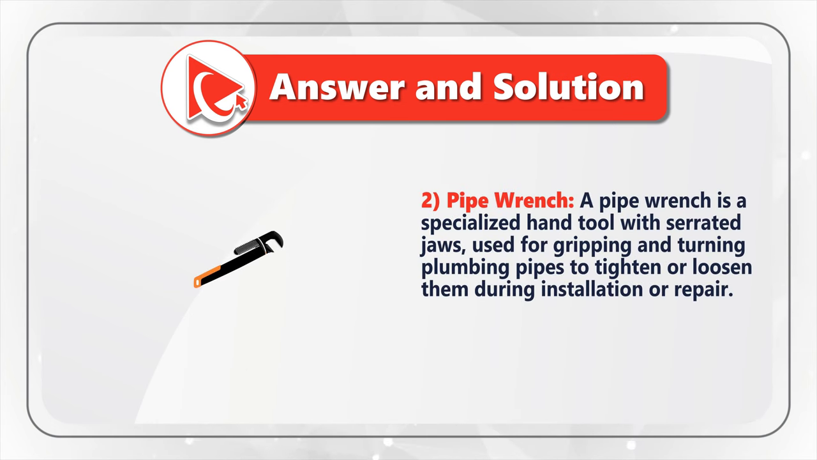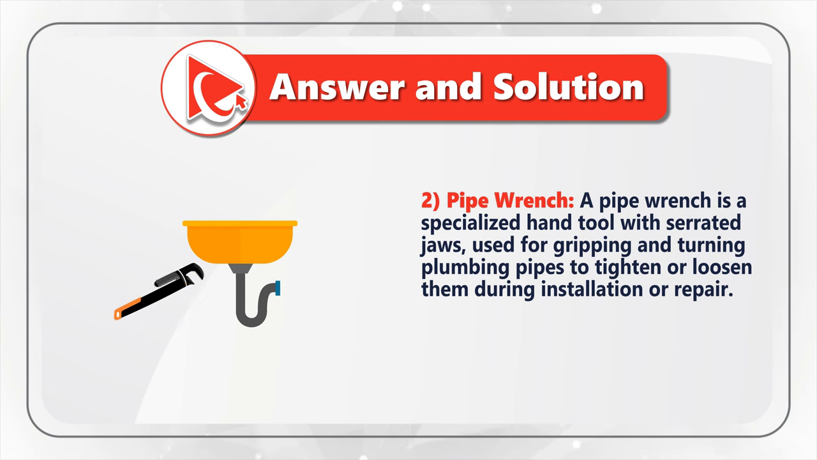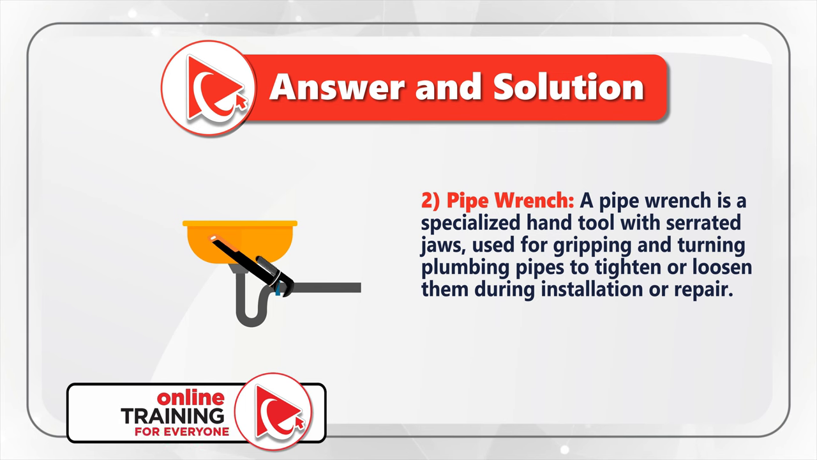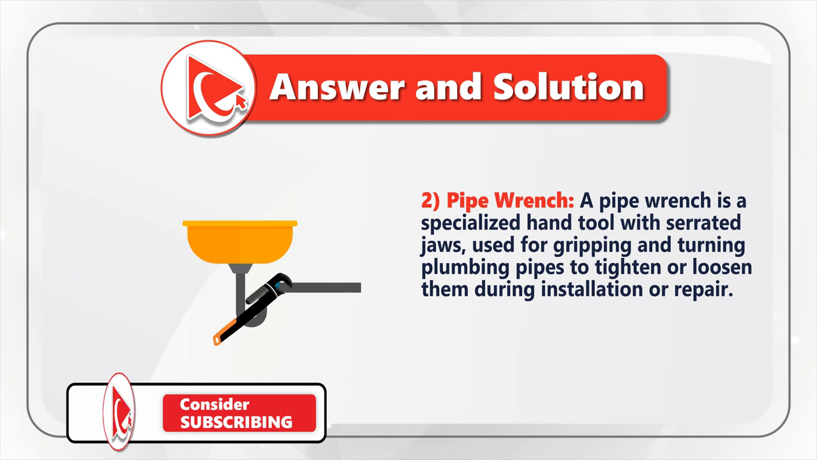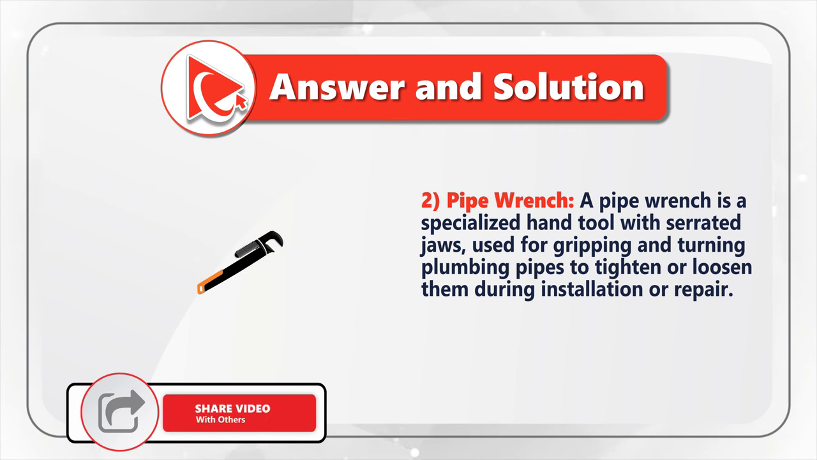I think choice 2 matches the pipe wrench. And a pipe wrench is a specialized hand tool used for gripping and turning plumbing pipes to tighten or loosen them during installation or repair. As you might have guessed, description 2 matches the image E.